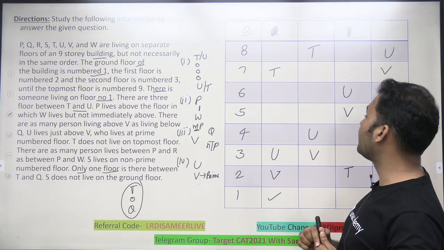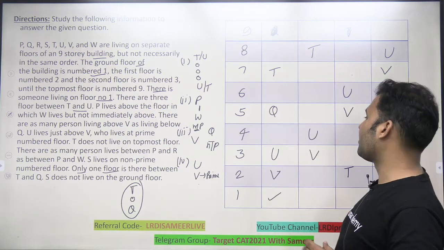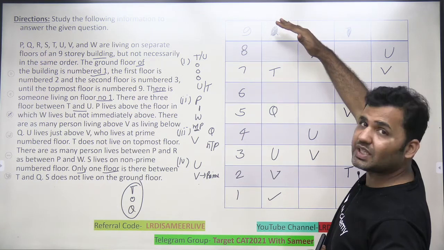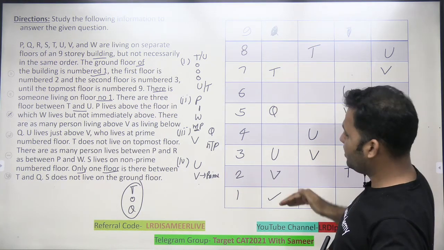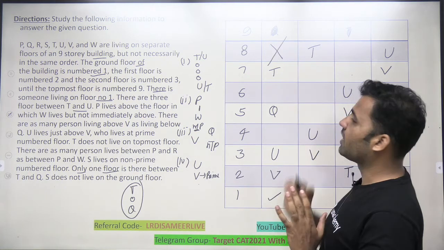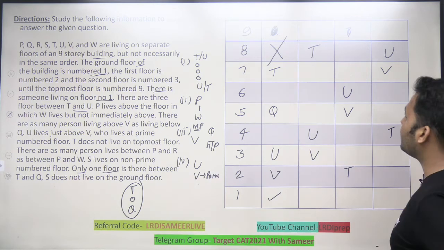If Q cannot come over here, then to maintain a gap of one floor between T and Q, Q will be coming over here. Now, the number of people above V is 6, as you can see, and below Q cannot be 6. So no case is possible in this particular case. First case is eliminated. You don't have to try the first case now.